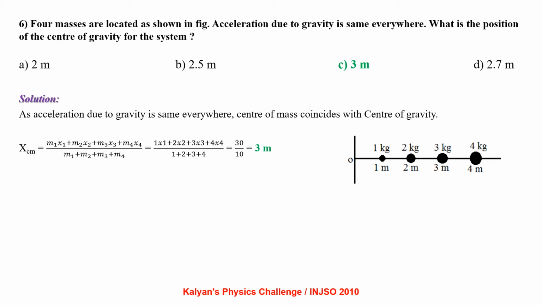As acceleration due to gravity is the same everywhere, the center of mass coincides with the center of gravity. So we can write xcm equal to (m1x1 plus m2x2 plus m3x3 plus m4x4) by total mass. Upon substituting the values, we have xcm equal to 3 meter.